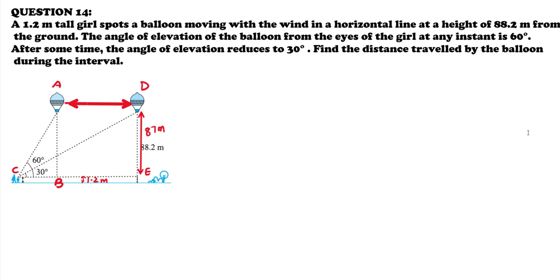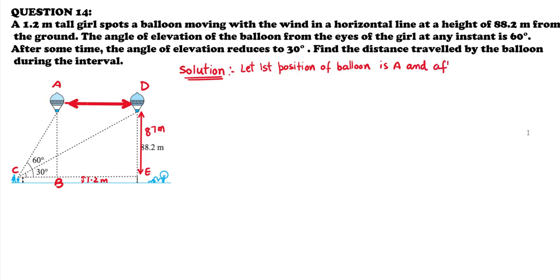So we are supposed to find AD. How can we find that? If we know the values of CB and CE, we can find the value of BE from there. So BE will be CE minus CB, and BE is equal to AD because the lines are parallel. In this way we can find the value of AD.